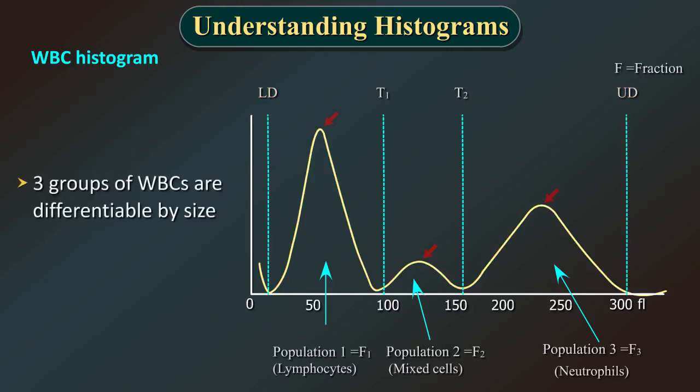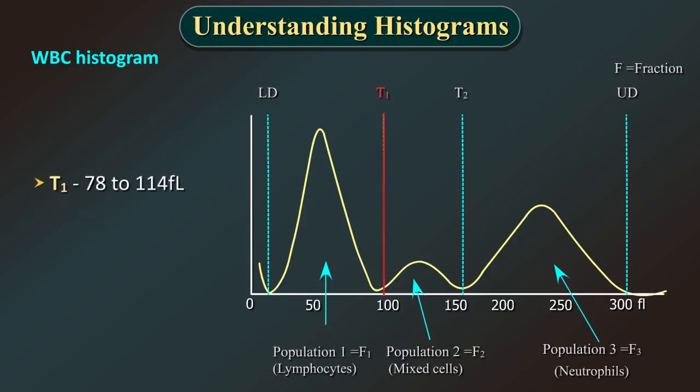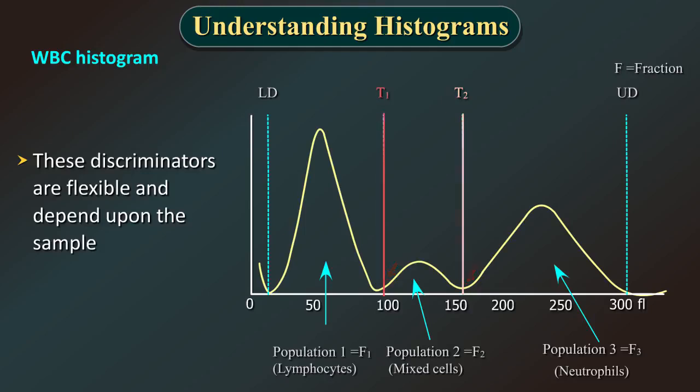The 3 groups of WBCs are differentiable by size. Each group forms a peak separated by a depression or valley or trough. So, 2 valley discriminators, T1, that is 78 to 114 FL, and T2, less than 150 FL, detect these troughs or depression between the different cell sizes. T for trough. These discriminators are flexible and depend upon the sample.